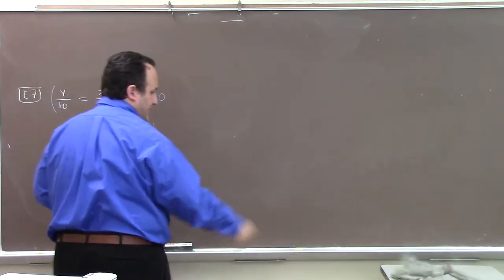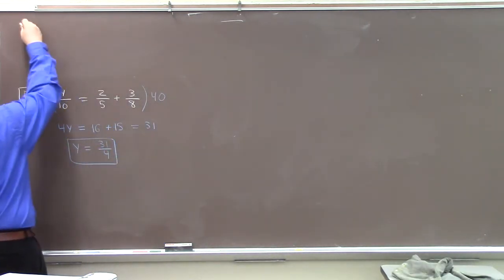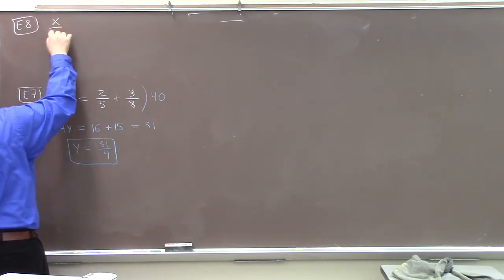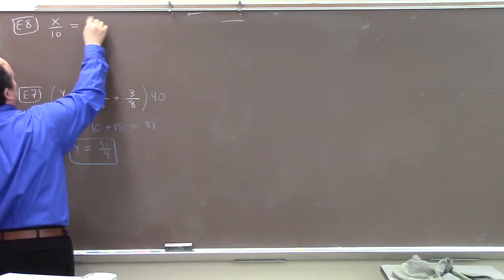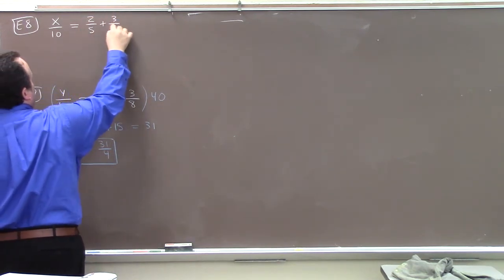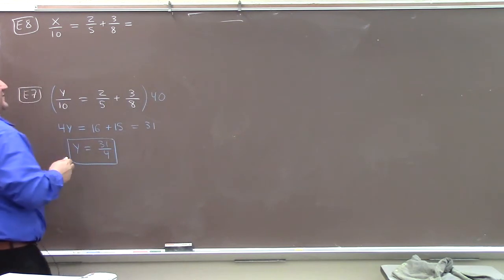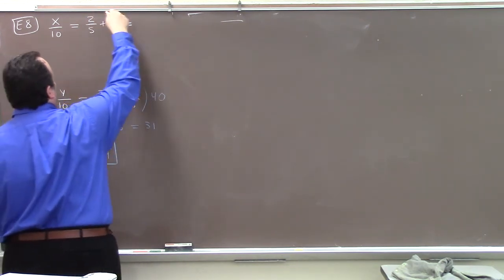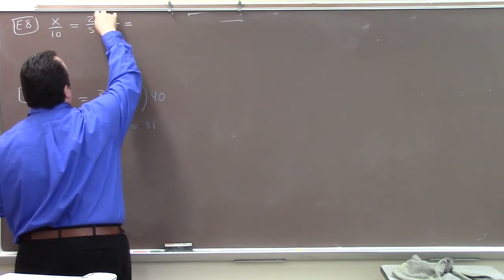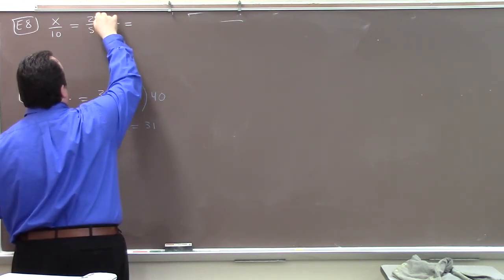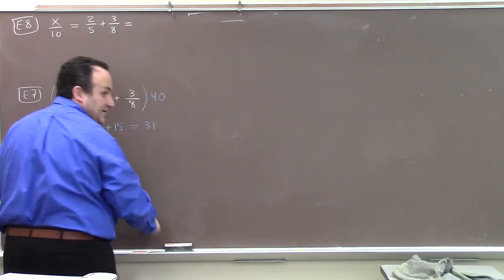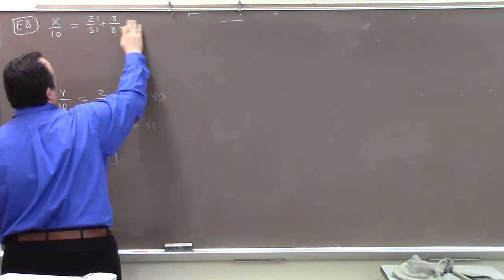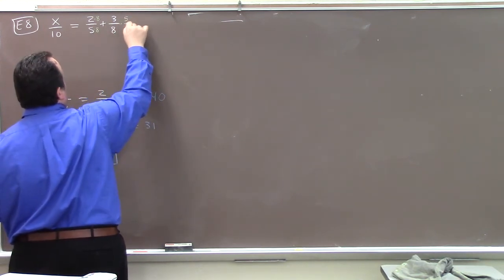I'll change the letter to x. There, that makes it a different example, right? x over 10 equals 2/5 plus 3/8, yeah? So how I typically work this problem is just to convert the fractions, make a common denominator. In terms of 40, I multiply this by 8 over 8. Here's what I think about in my head. 8 over 8. And I multiply this one by 5 over 5, yeah?